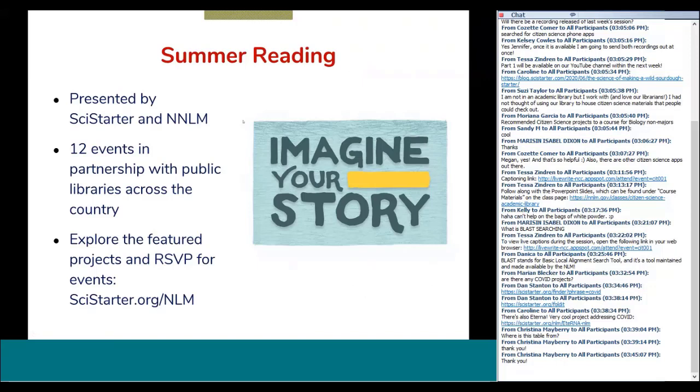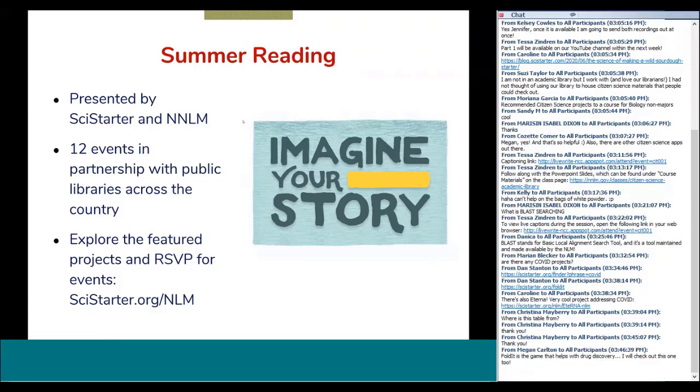We're also doing summer reading right now, and I actually just came from an event. It's very fortuitous because Megan talked about in her presentation a project that was addressing COVID, and one of those projects is Eterna, and that was the summer reading event we just did. So we're doing 12 events in partnership with public libraries all across the country, supported by NNLM, with the theme of Imagine Your Story. All of these events put public librarians in conversation with project leaders so we can make these projects more accessible. We can learn a little bit about the project leaders and their stories, and we can all get started doing these projects. And all these projects address human and environmental health.